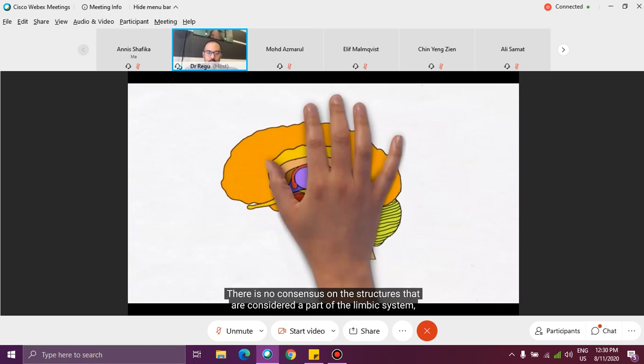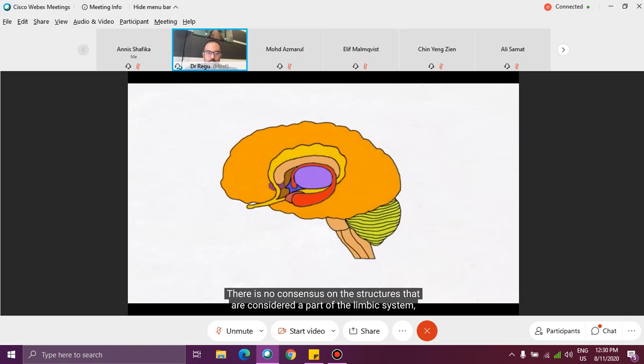There is no consensus on the structures that are considered a part of the limbic system, and some argue that it is too much of a simplification to consider something as complex as emotion to be handled by one group of brain structures. Regardless, these are some structures that are often included in the limbic system.